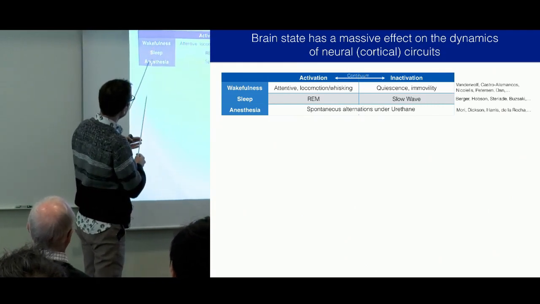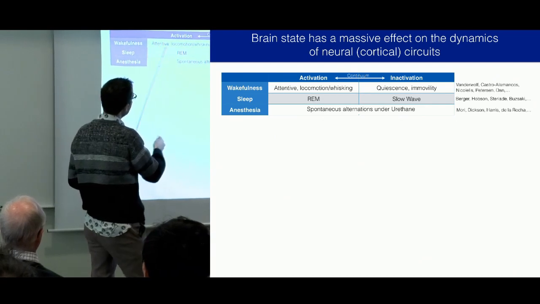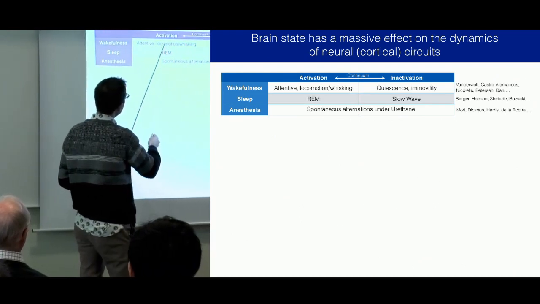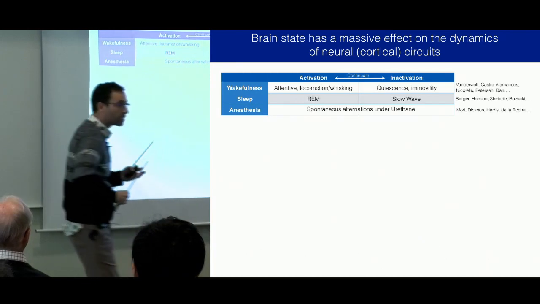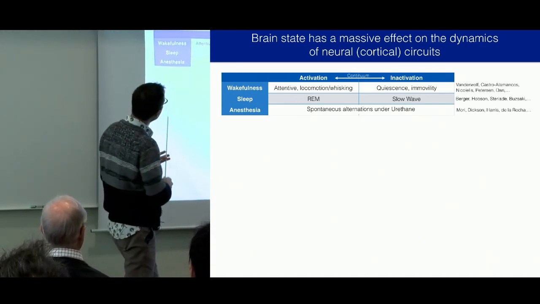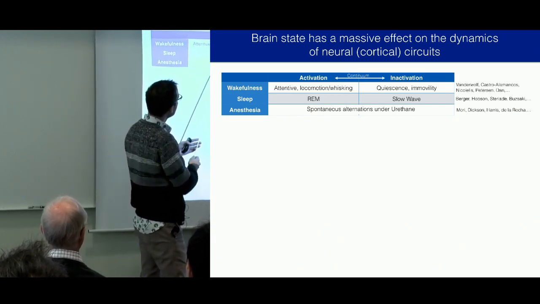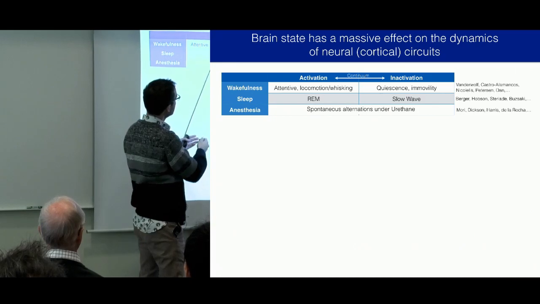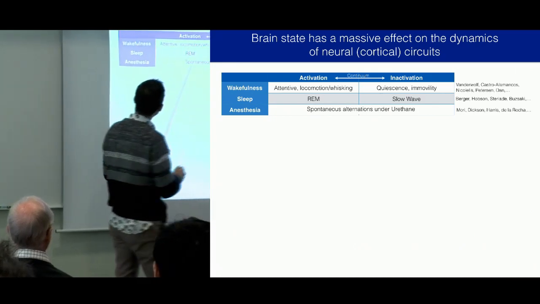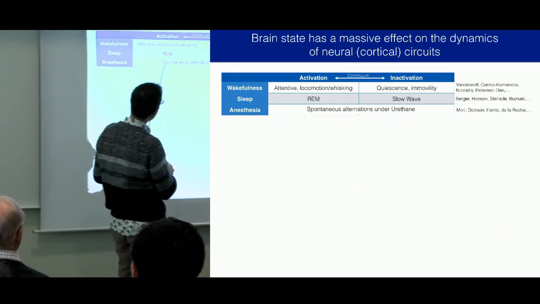I just talked about wakefulness. So there's this kind of attentive versus unattentive quiescence, locomotion, whisking, immobility, okay? This axis of engagement and axis of movement. But it's also observed during sleep, where you have REM, which is activated, and slow wave, which is inactivated. And also under anesthesia, and the experiments I'm going to tell you about today are under anesthesia.